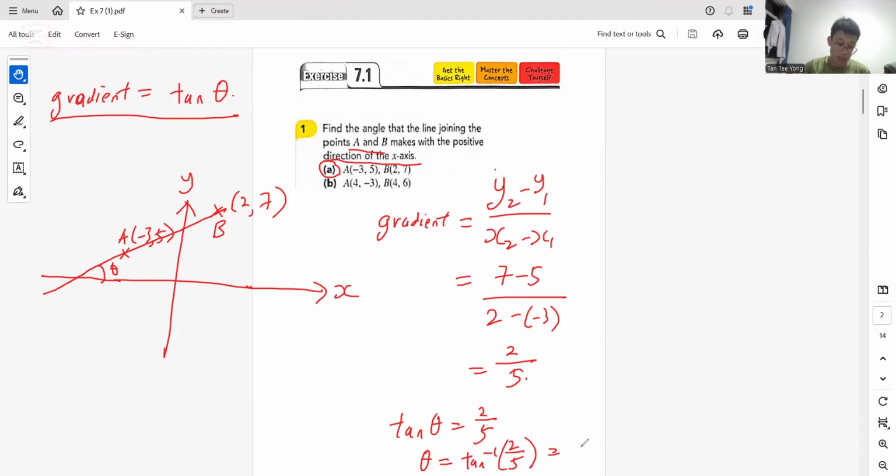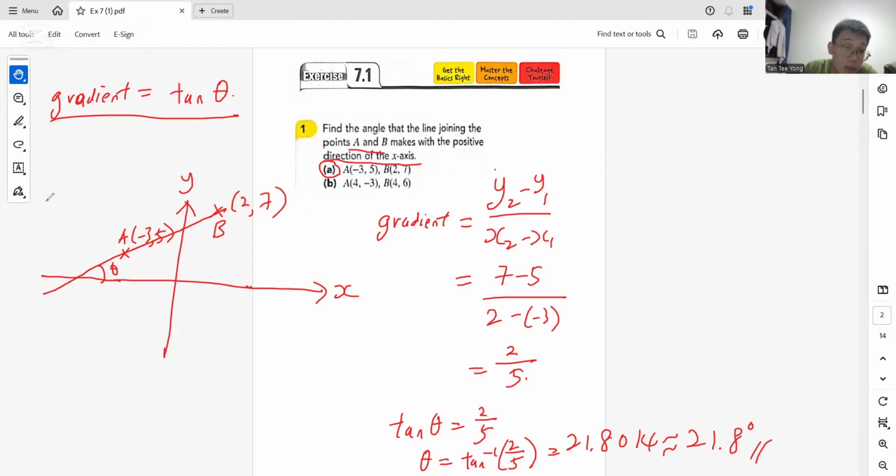Just take note when you key in this, you have to make sure that the calculator is in the degree mode. So, tangent inverse 2 over 5, and then we will get the answer 21.8014. So we round off to 21.8 degrees. This is for part A.